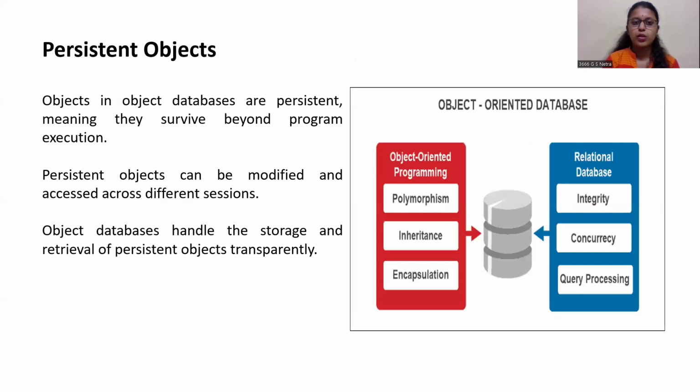Next is persistent objects. Objects in object databases are persistent, meaning they survive beyond program execution. Persistent objects can be modified and accessed across different sessions. Object databases handle the storage and retrieval of persistent objects transparently.